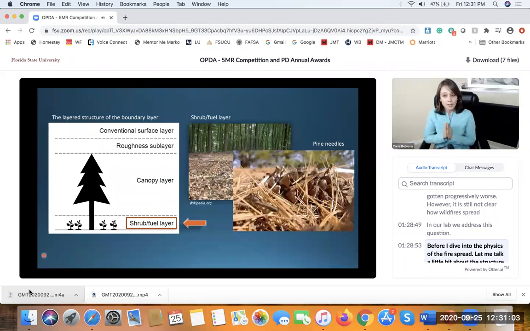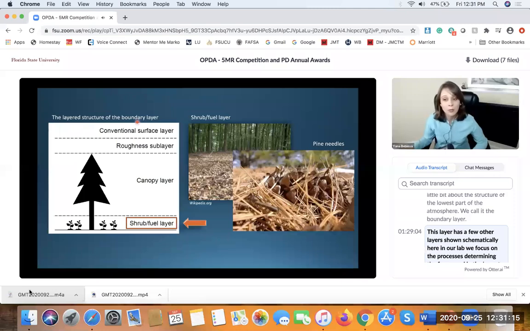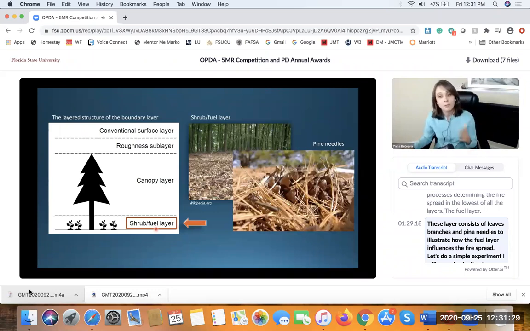Before I dive into the physics of the fire spread, let me talk a little bit about the structure of the lowest part of the atmosphere. We call it the boundary layer. This layer has a few other layers shown schematically here. In our lab, we focus on the processes determining the fire spread in the lowest of all the layers, the fuel layer. This layer consists of leaves, branches, and pine needles.